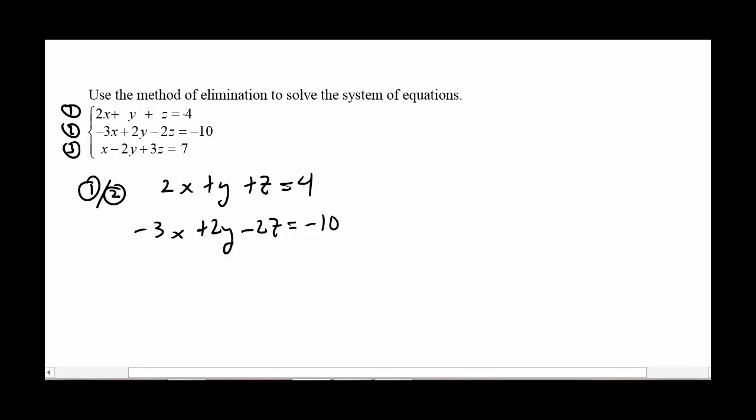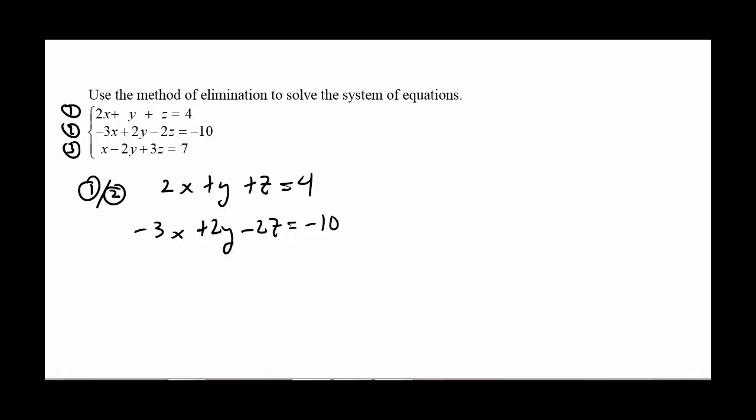But again, look at the z's. Maybe the z's are better. With the z's, I have negative 2z and 3z. Well, that's kind of like the x's. They're all different numbers, so I'd have to multiply by different things for each equation. It looks like the easiest variable for me to eliminate right now is the y's. So that's what I'm going to do.